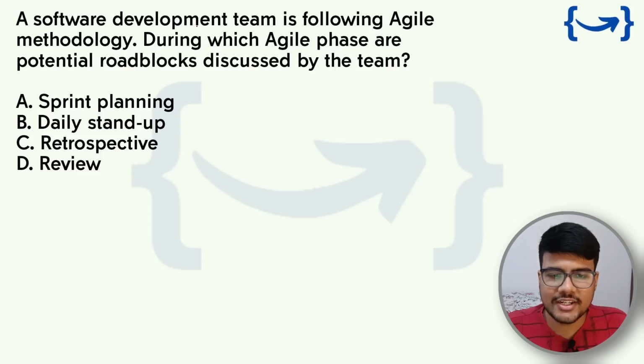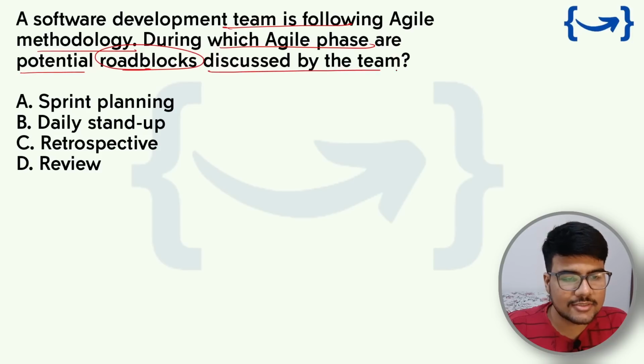Now, a software development team is following agile methodology. During agile phase, are potential roadblocks discussed by the team?